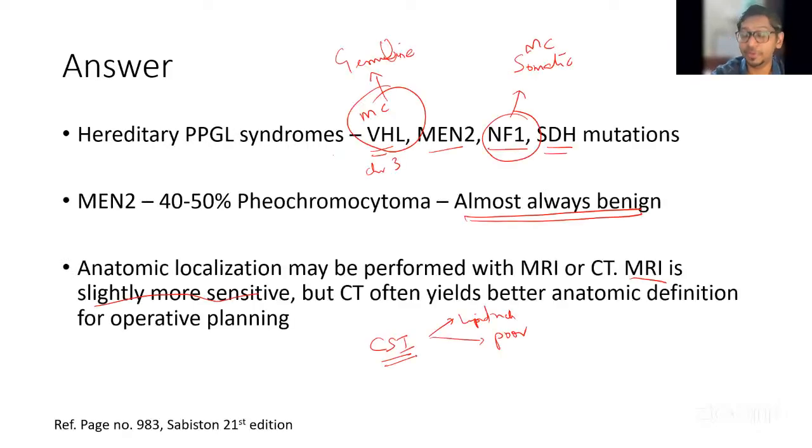Now remember, what are the things that pheochromocytoma can secrete? Usually the most common catecholamine that a pheochromocytoma secretes is norepinephrine. What are the other catecholamines that can be secreted? You can have epinephrine secreted, or you can even have dopamine secreting tumors.